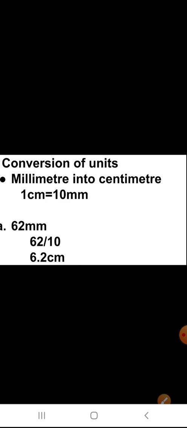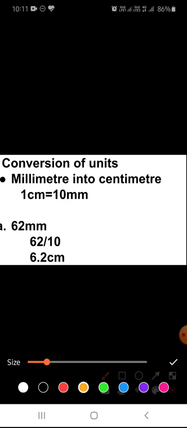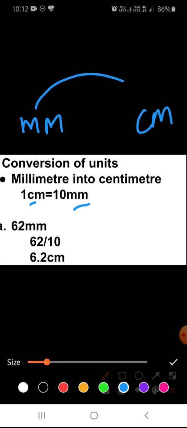As we all know, meter, centimeter, rupees, paisa, all these are called units. So we have to convert one unit to other form. As we can see, first of all, we'll learn how to convert millimeter into centimeter. Millimeter is represented by mm and centimeter is represented by cm. So we have to convert millimeter into centimeter.